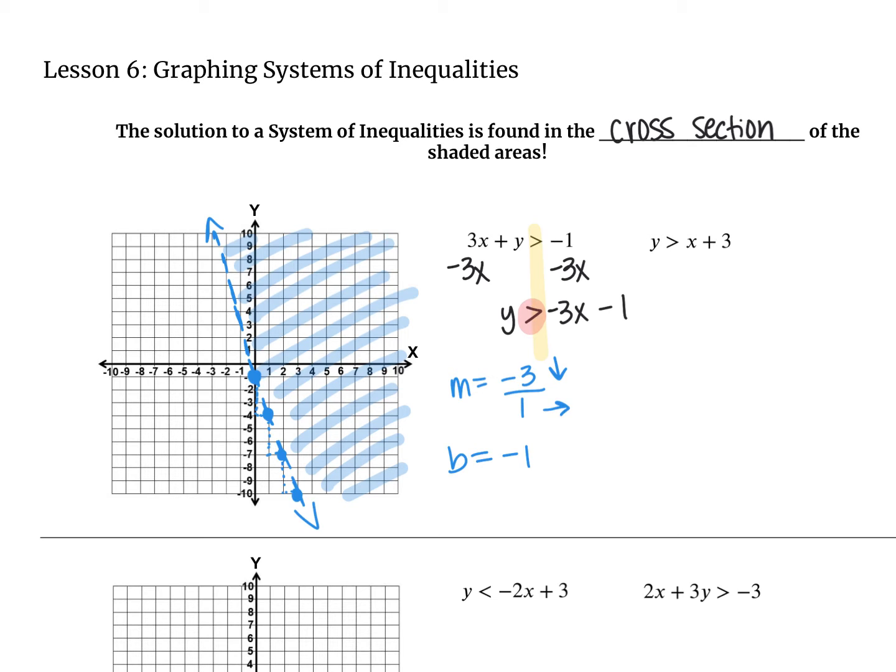Now let's look at our second one. We have y is greater than x plus 3. This one is already solved for y, so let's just go ahead and find our slope and y-intercept. The slope, or m, is going to be that coefficient of x. When we don't see a number in front of x, we know there's a 1 there. So our slope is 1. To make this look like a fraction for rise over run, I'm going to put it over 1. Since it's positive, the direction it's going is up 1, right 1. Then our b value is 3.